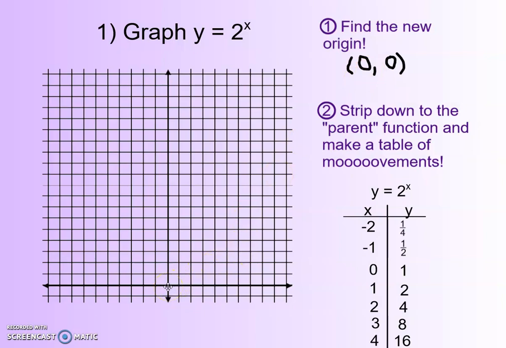And from the origin, I can plot these movements. I'm going to go left 2 and up 1/4. So left 2 and up 1/4. Oh, that's just a little bit right there. I'm going to go left 1 and up 1/2. From the origin, left 1 and up 1/2. I'm going to go over 0, up 1. Right there on the y-axis. Right 1, up 2. Right 2, up 4. 1, 2, 3, 4.